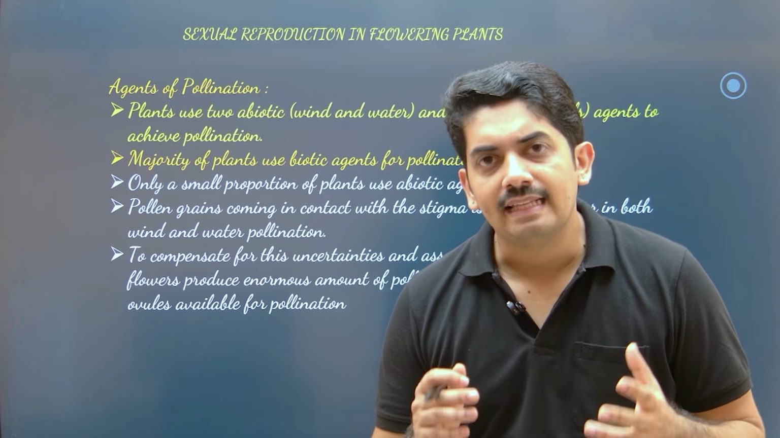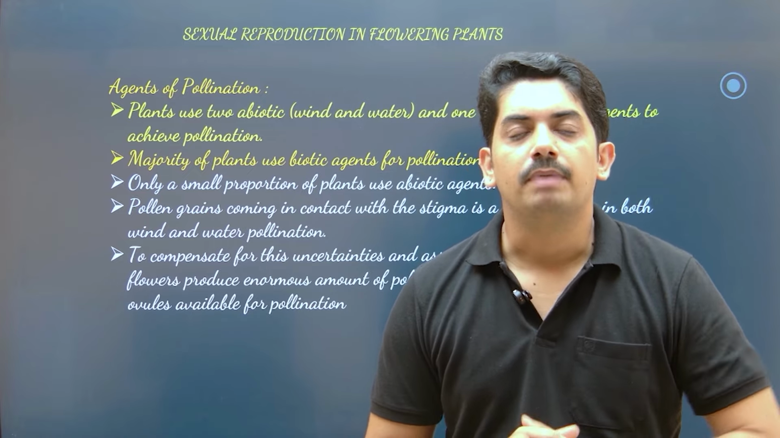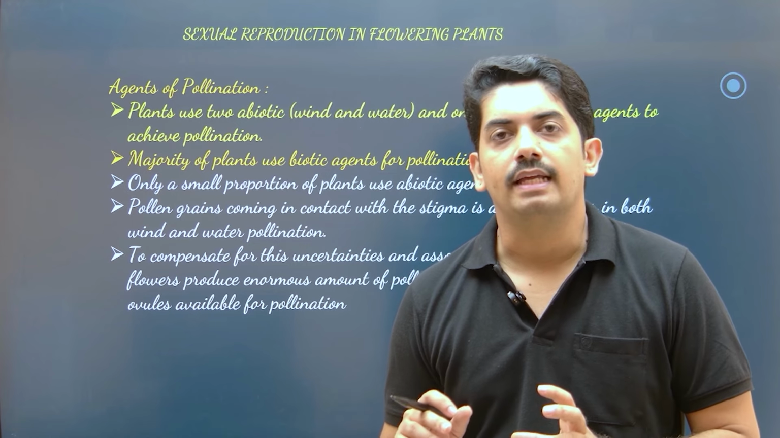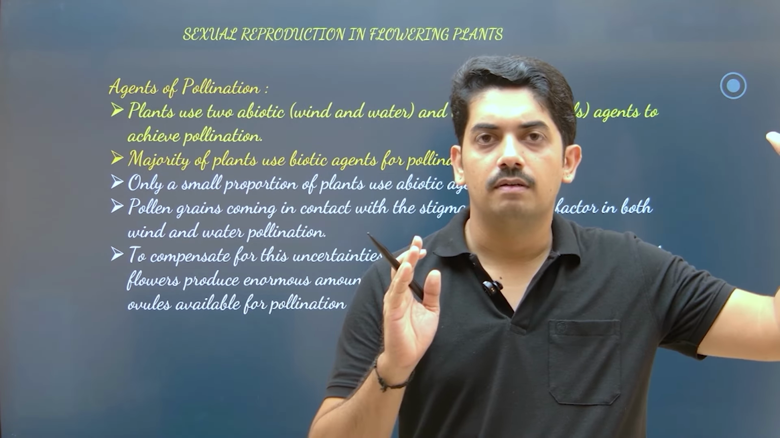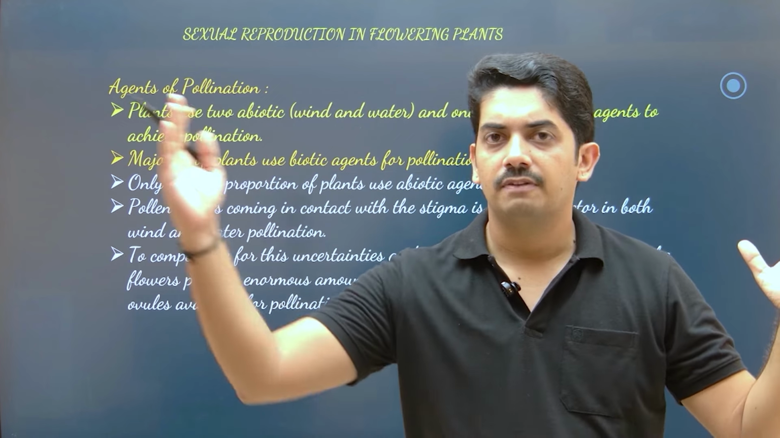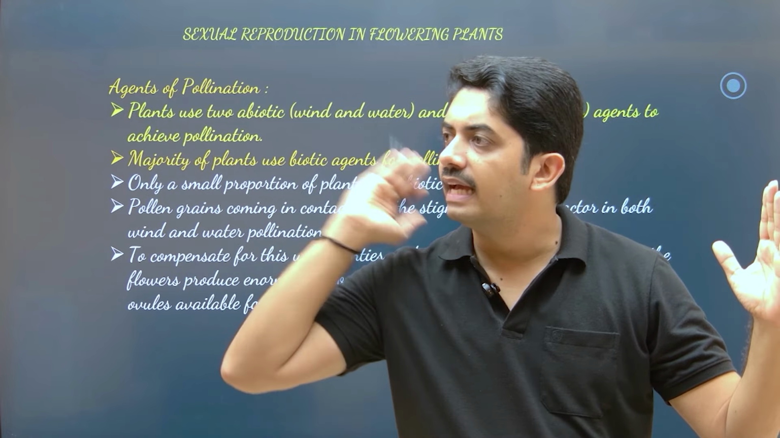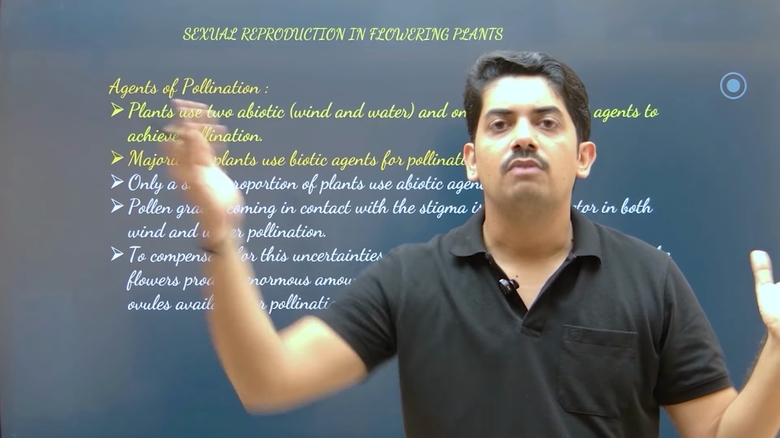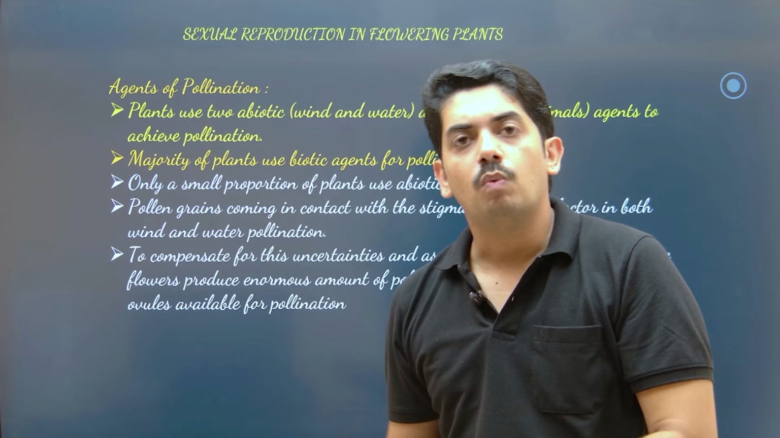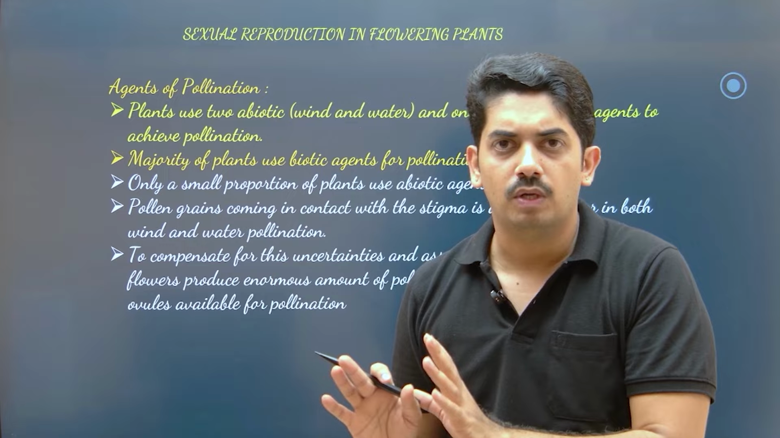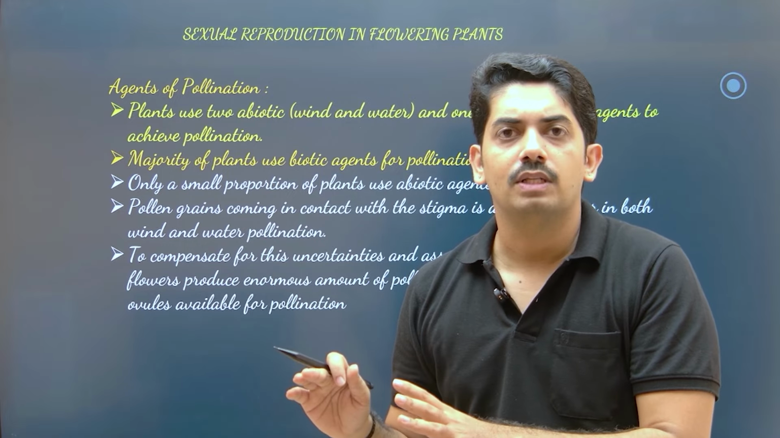Do you think why this adaptation is there? Because if the pollen grains are carried by the wind, suppose one flowering plant is here, another flowering plant is here, and the wind direction is in this way, then what happens? All the pollen grains will just be wasted. So what happens? They produce numerous pollen grains, thousands of pollen grains.